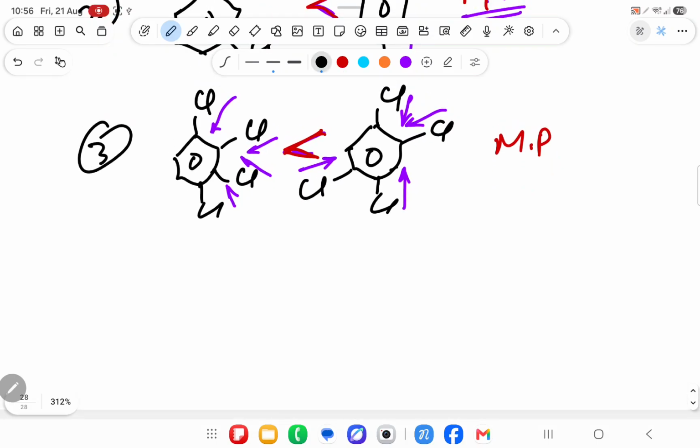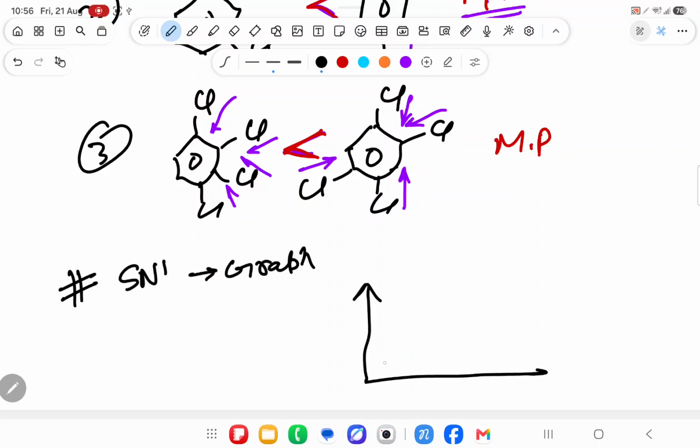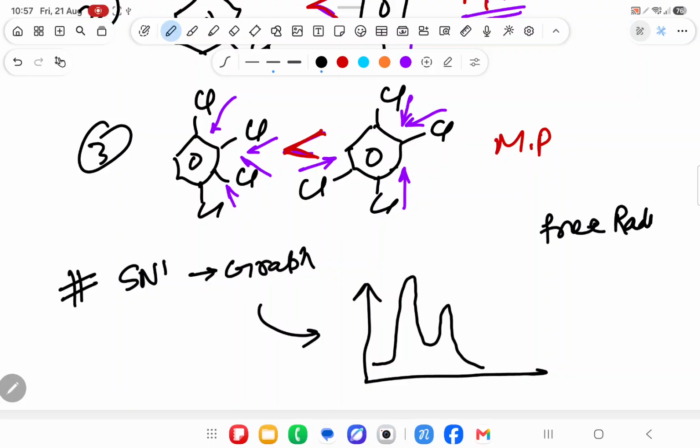Then the last part of the topic, the simple SN1 graph. Directly learn. The graph will be something like this. First will be a bigger one, second will be a smaller one. This is the graph for SN1. Just learn it, don't worry about it. In free radical I have dictated it to you, the free radical graph in the first hydrocarbon lecture, which will be simply like this. So the SN1 graph will be simply like this.